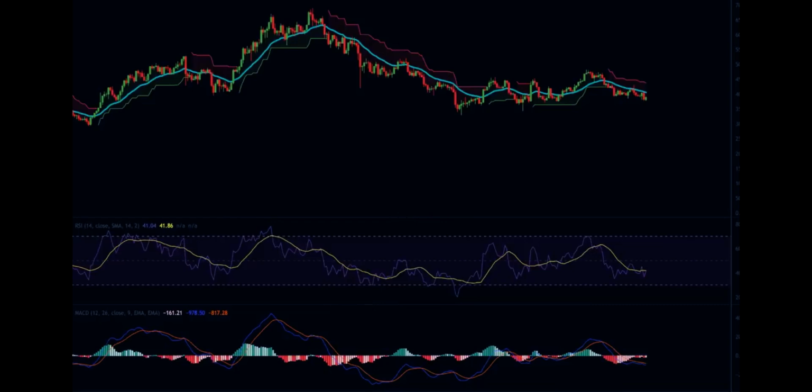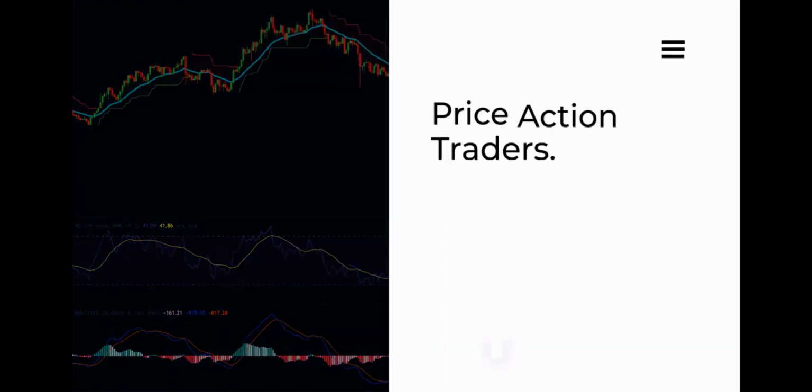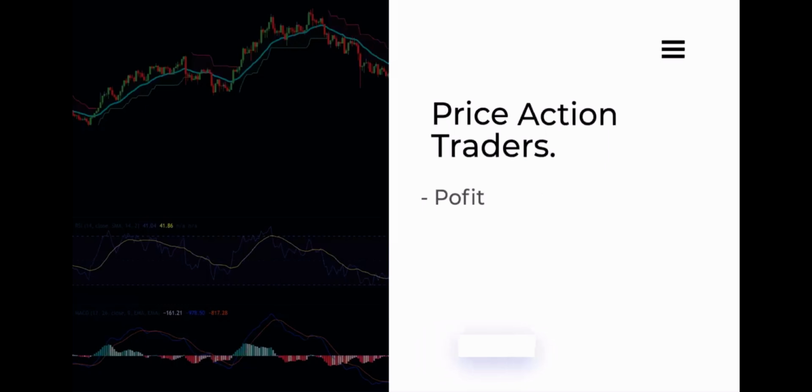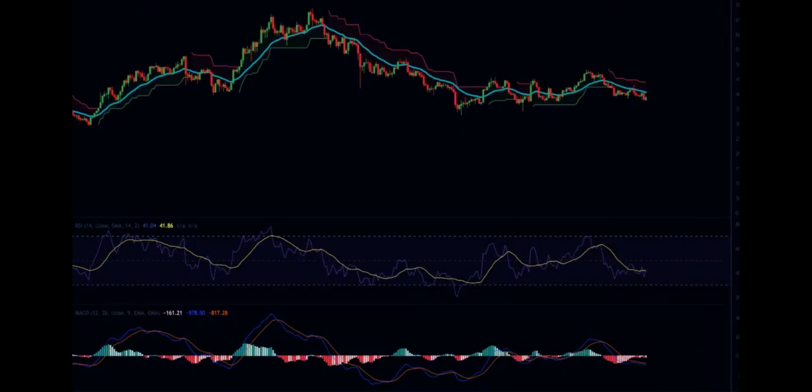But there is a breed of traders who like to ignore all the indicators and only look at the raw price charts to make trade decisions. These traders are called price action traders. The objective of price action traders is to profit from chart patterns that occur on a regular basis in all time frames. For years, traders have used this approach to successfully navigate through all types of markets.